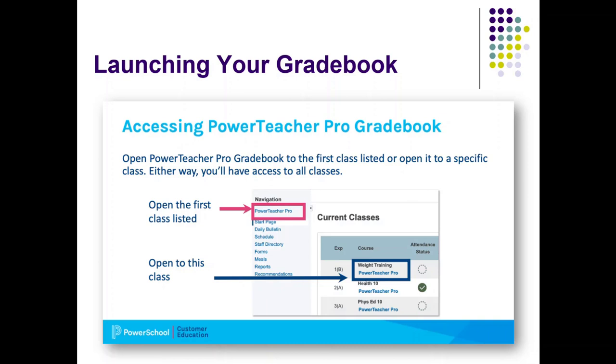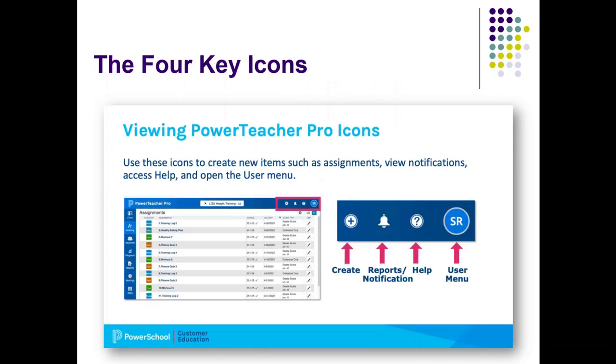So when your Gradebook opens up, that's the first class that you see. Either way, you're going to have access to your classes, whether you do it by a list or by a specific class. The icons at the top right-hand corner are what you need for creating assignments. There's the plus sign, reports and notifications, and the help function in your user menu.